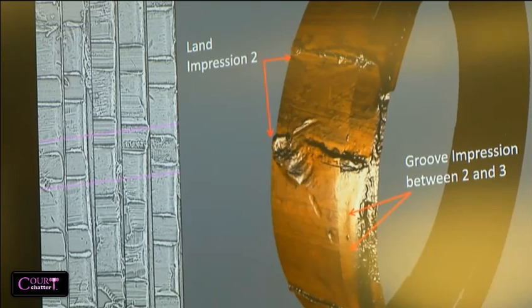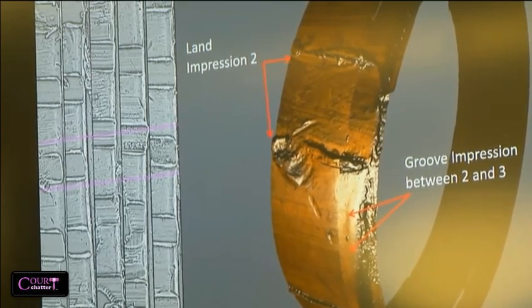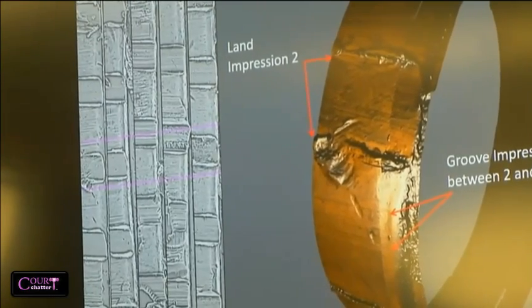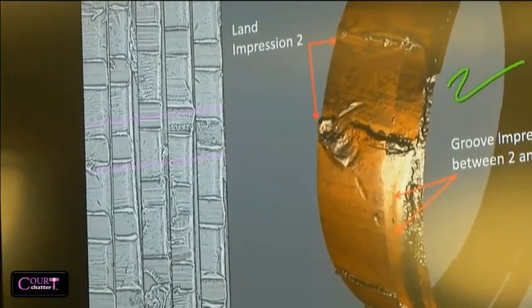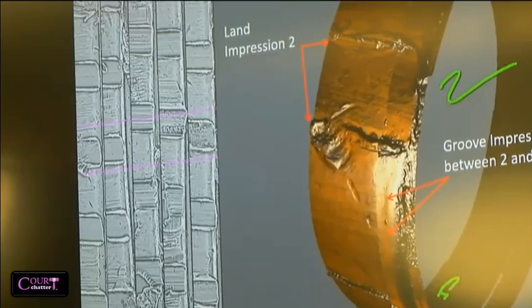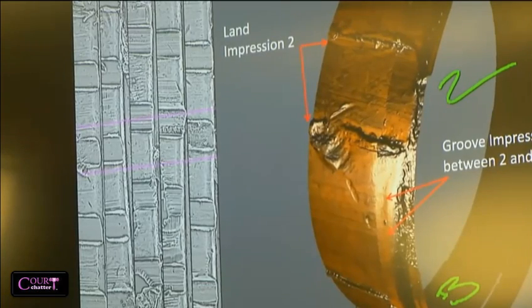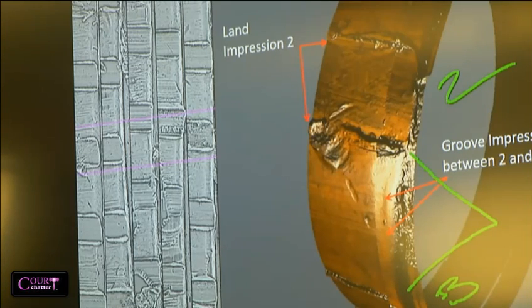We're actually, yes, this is actually moving on to land impression number 2. And it also shows agreement down in groove impression between 2 and 3. So this is your land impression number 2, this is land impression number 3, and this is your groove impression. And so we're seeing agreement in this area here.